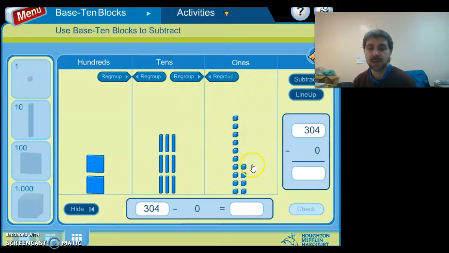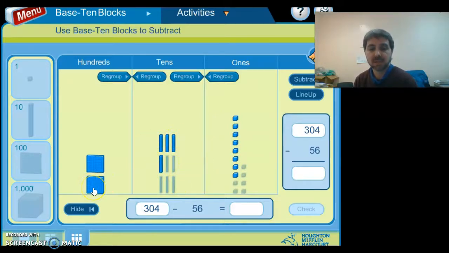Okay, so now let's see if we can take away 6 from here. So 1, 2, 3, 4, 5, 6. Okay, good. That leaves us with 8. And we want to take away, so let's see, 156. So let's take away 5 tens. 3, 4, 5. Okay, and we still have 4 left.